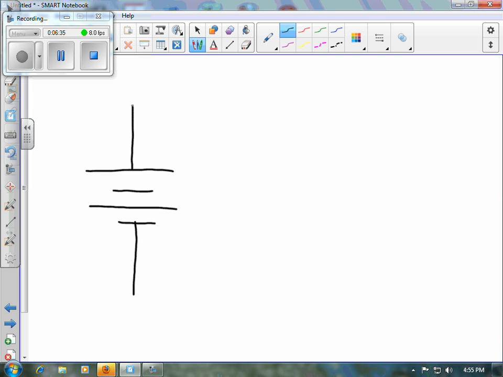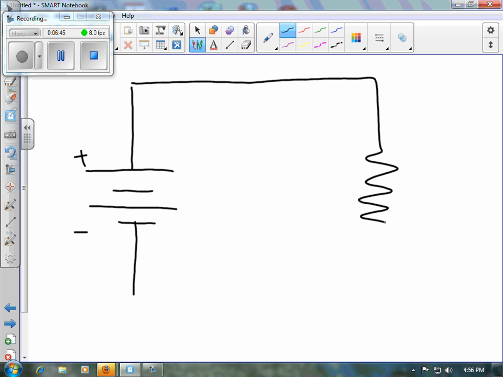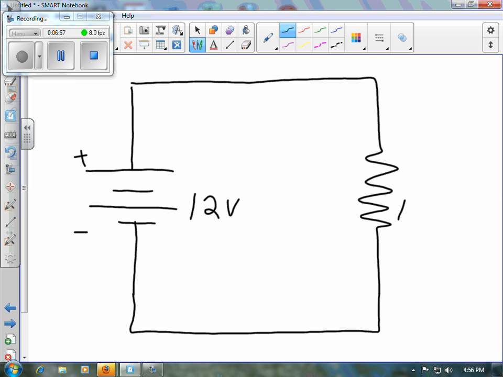Keep it simple. Positive, negative. And we're going to go through a resistor. That's the symbol for a resistance. And the battery is 12 volts, and the resistance is 100 ohms.